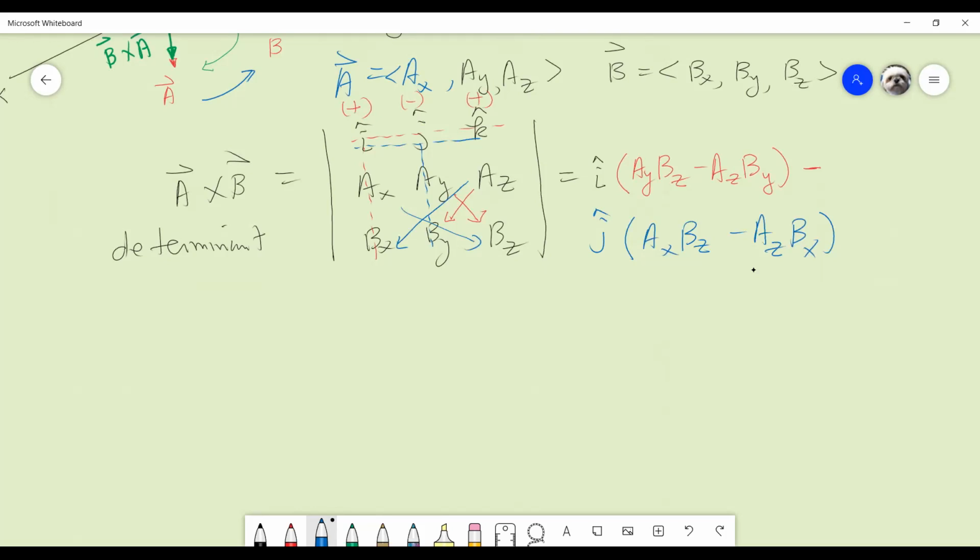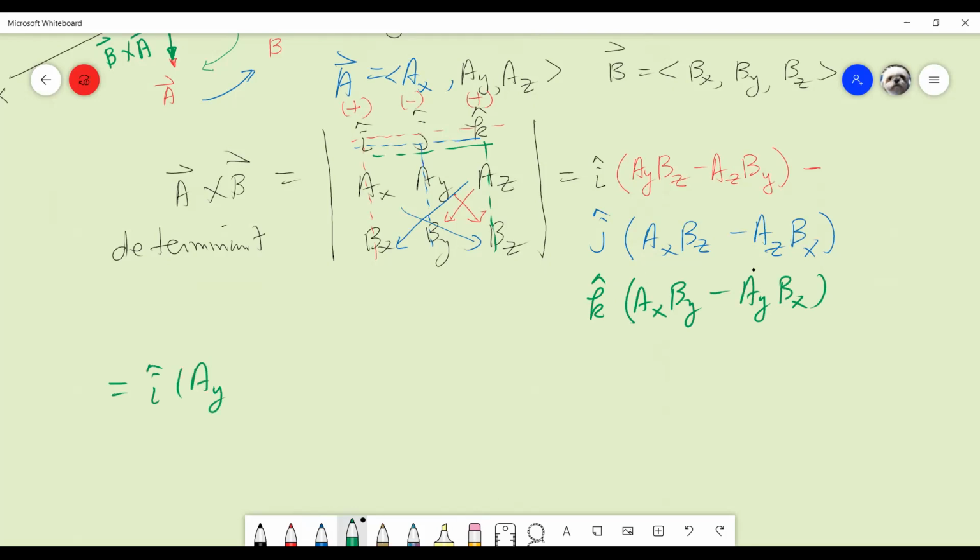And then how can I find the K component? I draw a line here, and then I will have AX times BY minus AY times BX. Now, if I write it nicely, you see that for the X component, the multiplying factors do not involve any X. They are all Z and Y, right?